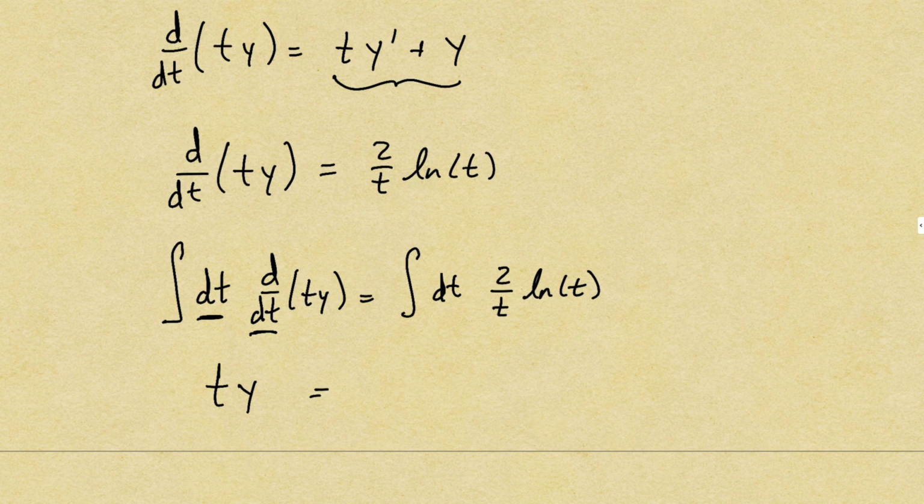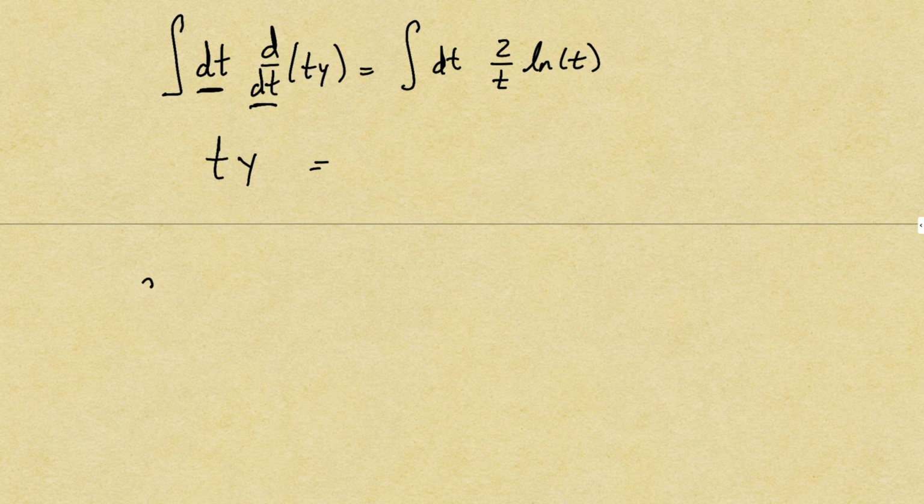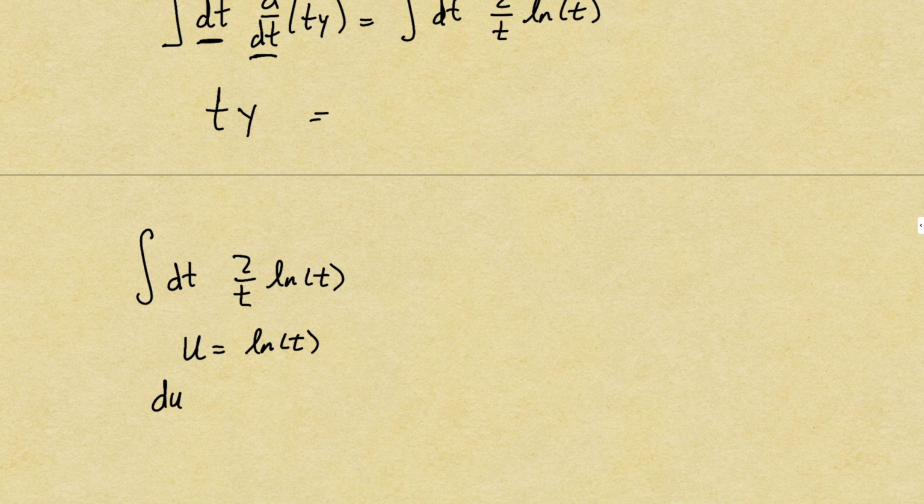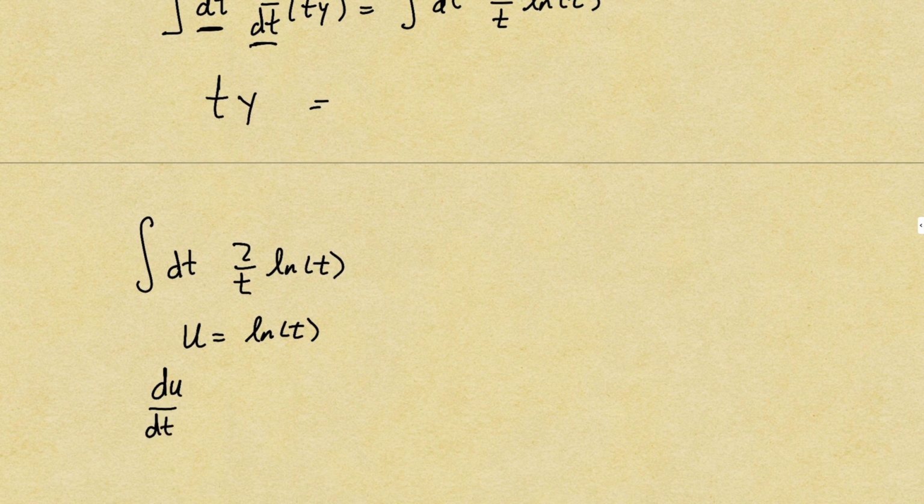On the right-hand side, we have to solve this integral. Well, the best way to solve it is using a substitution. So let's do it over here. So we have this integral, 2 over t log of t. Let's try substitution of u equals log of t. Then we have du/dt is just 1 over t, right? And this can be written also as du is just dt over t.